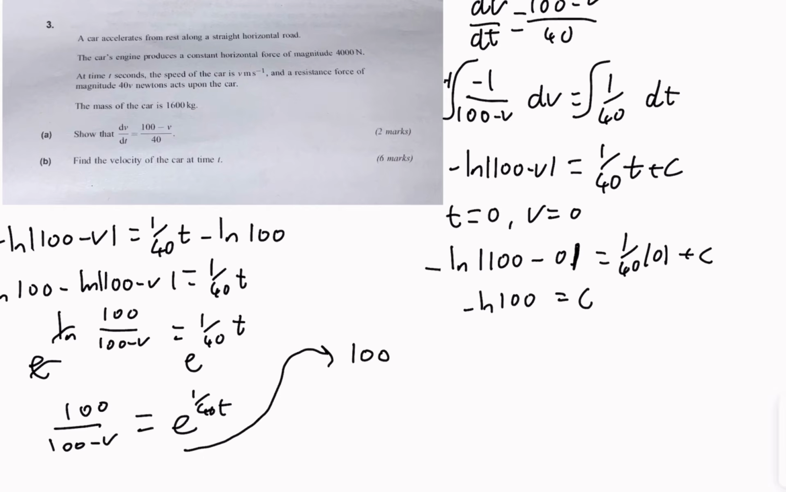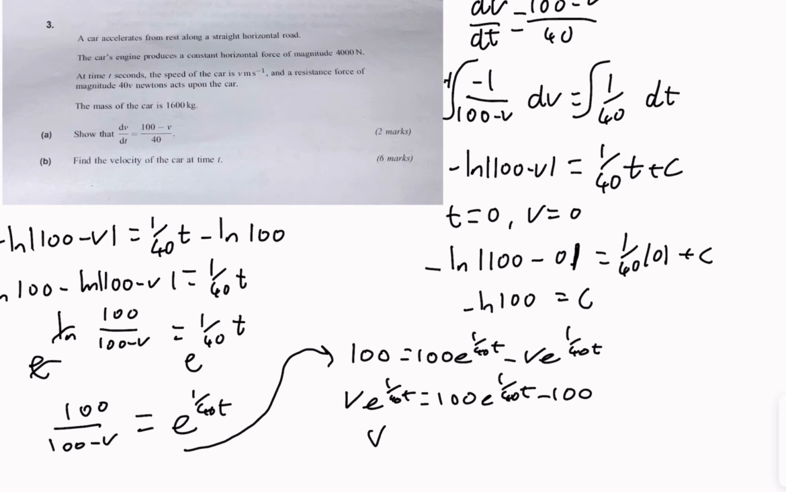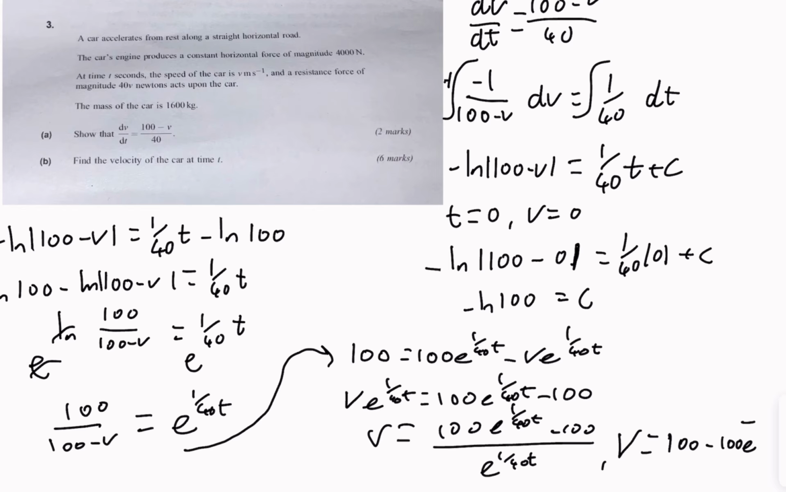So 100 equals 100e to the 1 over 40t take ve to the 1 over 40t. This means that ve to the 1 over 40t equals 100e to the 1 over 40t, take 100. If we divide both sides by e to the 1 over 40t, we can see that v is going to be equal to 100 take 100e to the negative 1 over 40t, which is the answer.